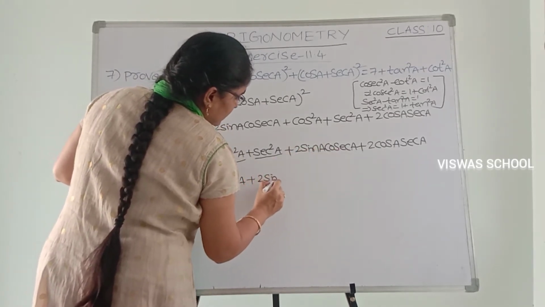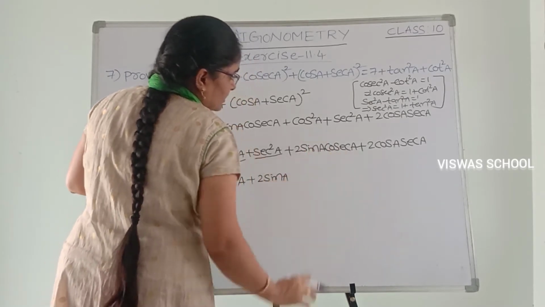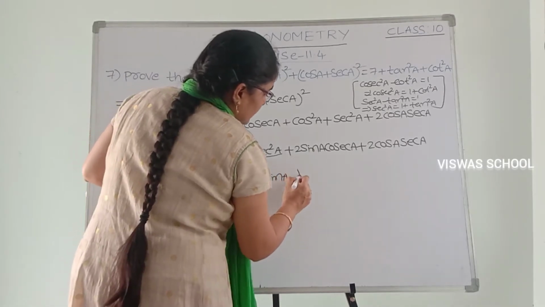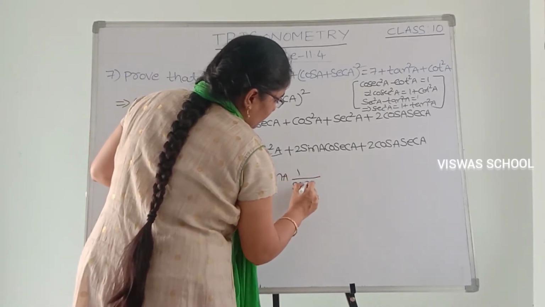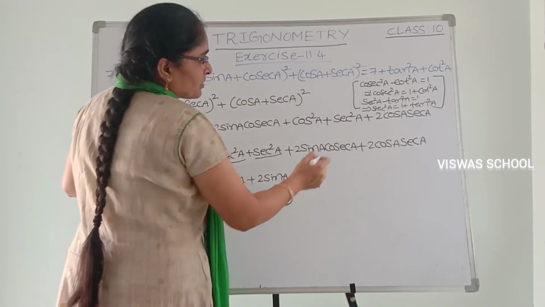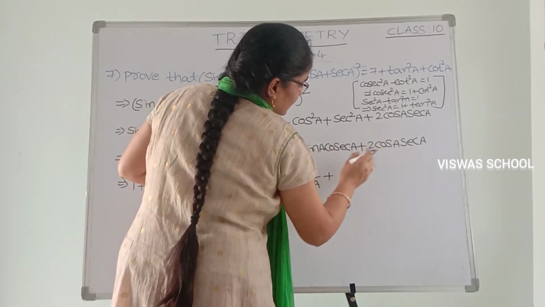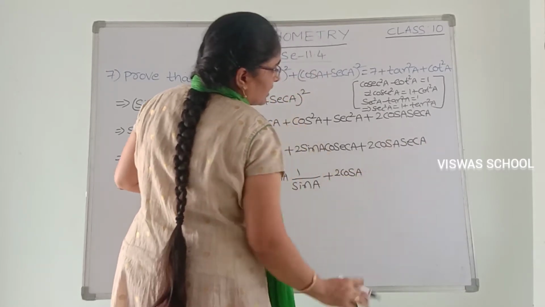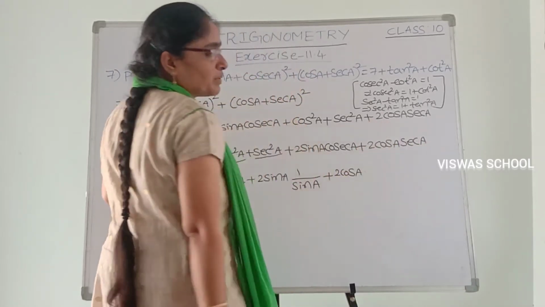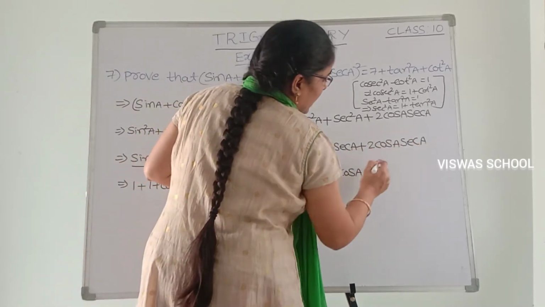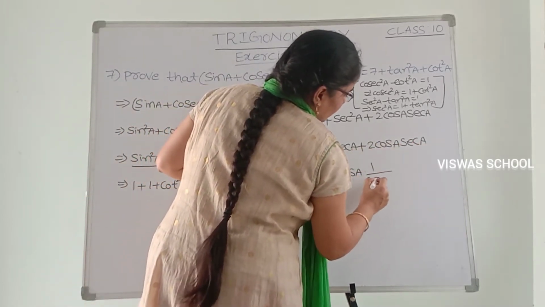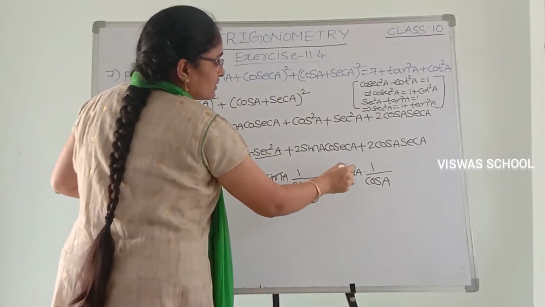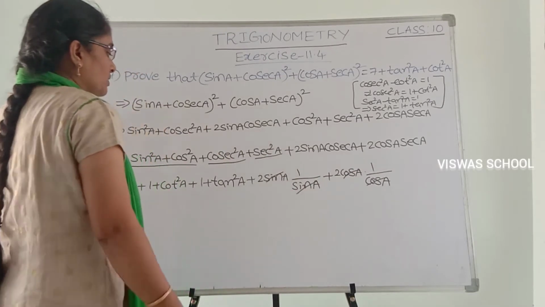Now this part, this is 2 sin A, I am writing this as it is, and this is cosecant A. Sin and cosecant are multiplicative inverses. That is, cosecant A I am writing as 1 by sin A. And here also 2 cos A secant A. This is 2 cos A and here secant A. Cos and secant are multiplicative inverses. That's why secant A I am writing as 1 by cos A. Here sin A cancelled, and cos A and cos A also cancelled.